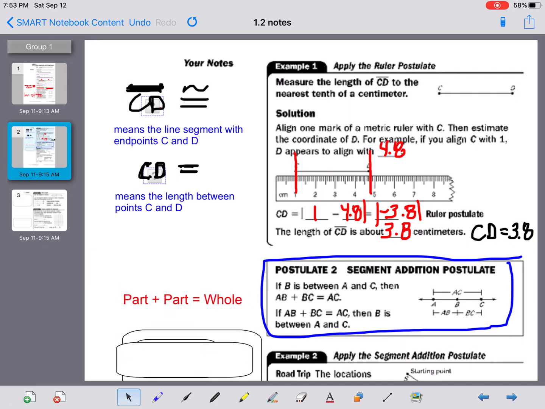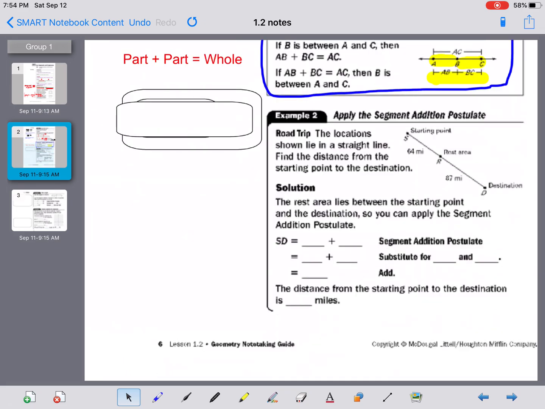Part plus part equals whole. It's saying, when I look over here, that this part here plus this part here equals the whole thing. That's all that postulate's saying. And using that setup, we're going to be able to solve for a lot of missing parts, because we know that on one line segment, part of that segment plus another part of the segment will equal the whole segment. All right, so let's move to the bottom of the page and see what we can do to practice this.